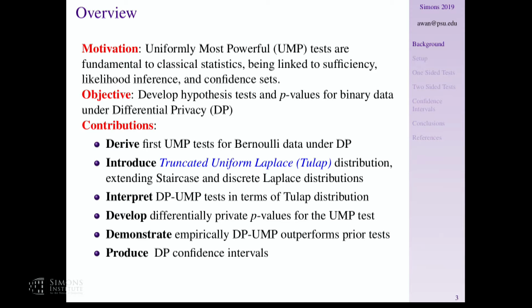From this, we can derive p-values that agree with our tests. We show, as we claim in our proofs, that this does outperform other tests in the literature. And then we show how we can take our p-values to produce confidence intervals that also have optimal properties.